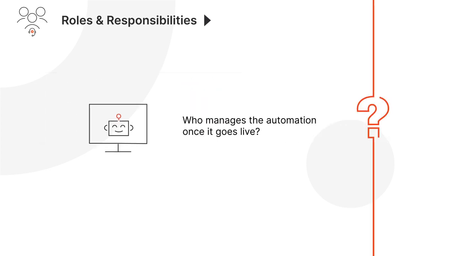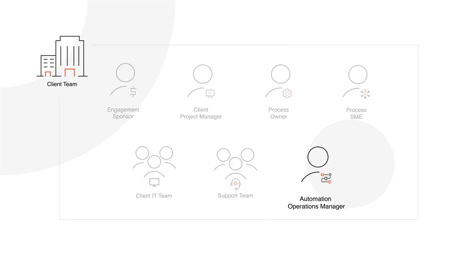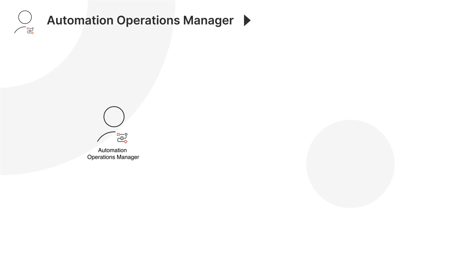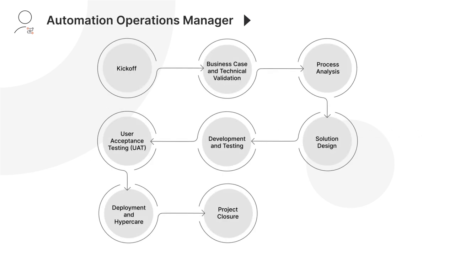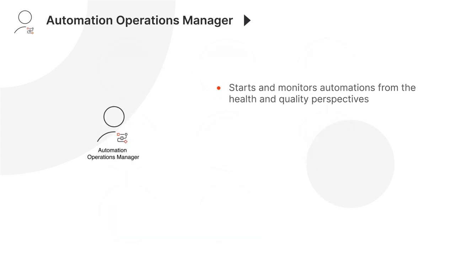But what happens once the automation goes live? Who's supposed to manage it? We call this role the Automation Operations Manager. This is typically a role encountered in mature organizations, as it typically manages an entire portfolio of automations. The Automation Operations Manager is a part of the deployment and hypercare phase and extends their involvement to project closure and beyond. They're in charge of starting and monitoring the automations from the health and quality perspectives.